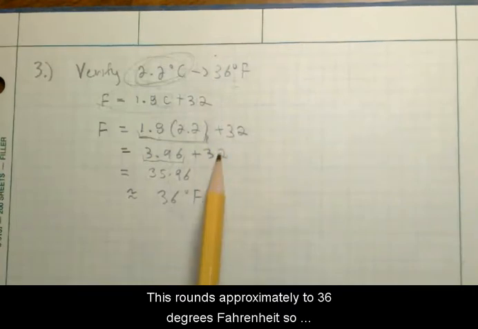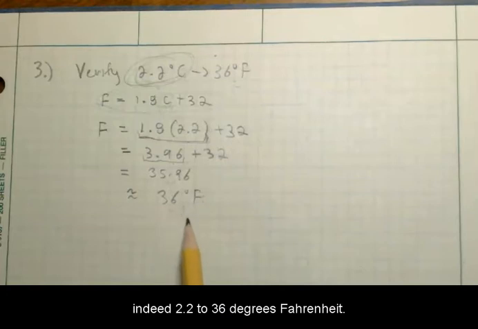So indeed, 2.2 degrees Celsius does correspond to 36 degrees Fahrenheit according to our formula.